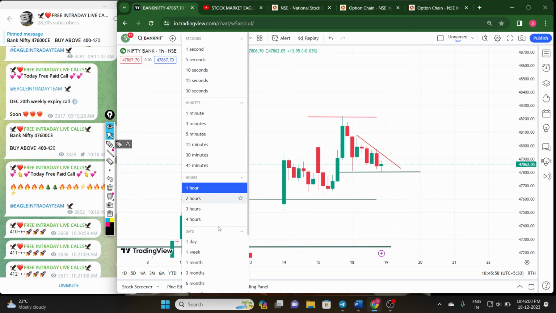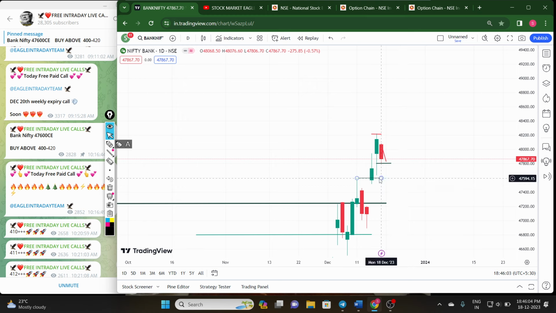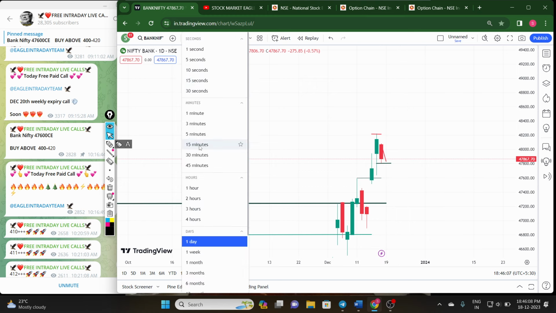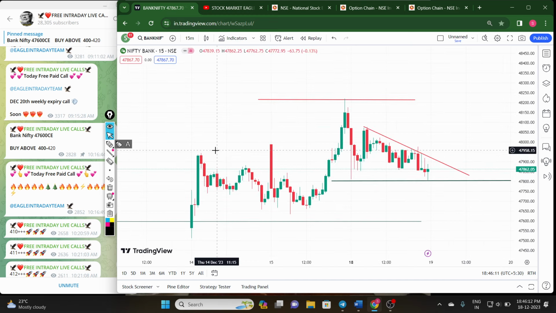Coming to the daily chart, you can observe that Bank Nifty today formed a bearish candle on the daily chart. Now coming to the 15 minute chart, you can observe here. What's your view? Now I will go on to analyze Bank Nifty.